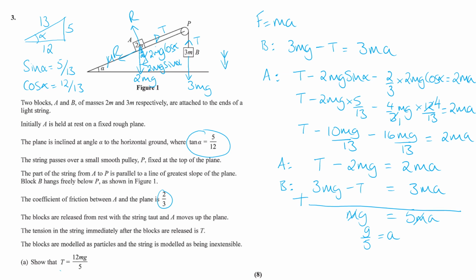Now for part A we've got to show what T is. So going back to A's equation, T is going to equal 2ma plus 2mg. So that's going to be 2m times g over 5 plus 2mg. So 2/5 mg plus 2 whole mg. 2 whole mg in terms of fifths is 10/5 mg plus another 2/5. That is going to be 12mg over 5.